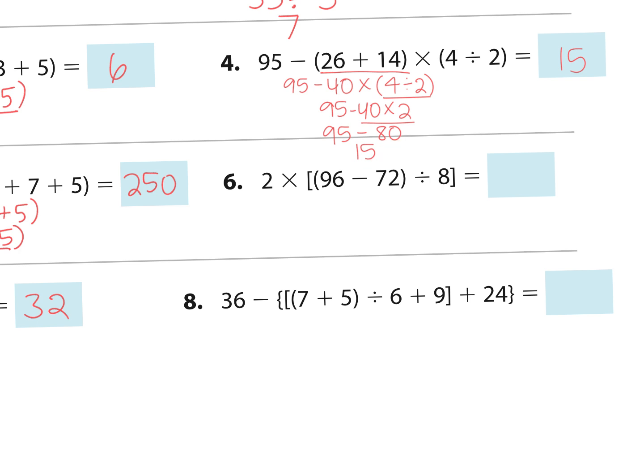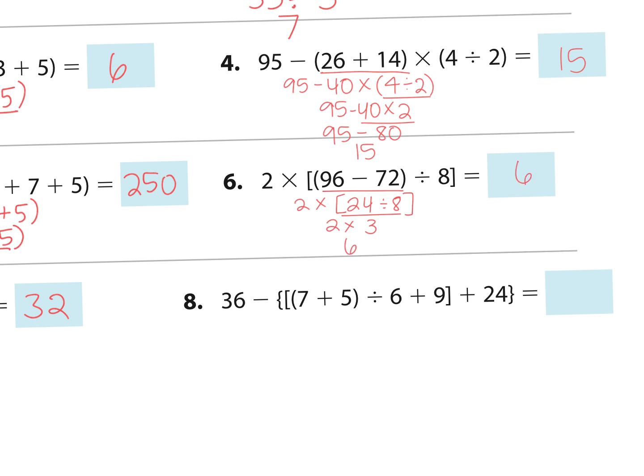Okay, y'all tell me what I do first on number 6. 96 minus 72. Which is 24. 24, and I'm going to bring everything down around it that I haven't used yet. So that is the 2 times the bracket, my answer 24 divided by 8, close my bracket. Now what do I do, Jason? 24 divided by 8. Which is 3. And then bring the 2 times down, and my final answer is 6.